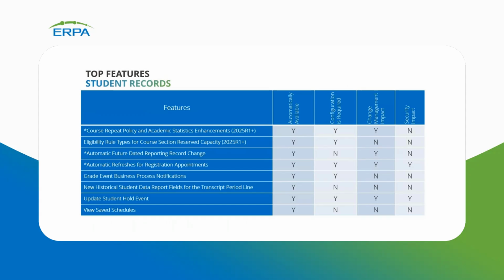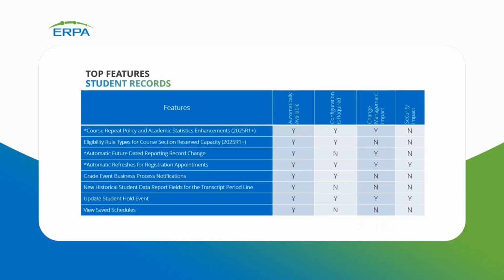This now allows you to use combination rules and unit requirement rules for reserved capacity on course section. We also have an update to the grade event business process notifications for both the mass lapse student grades event, as well as your final grading event, student course section grade event. You can now use condition rules in order to send notifications to specific groups of students based on those rules within these mass tasks.